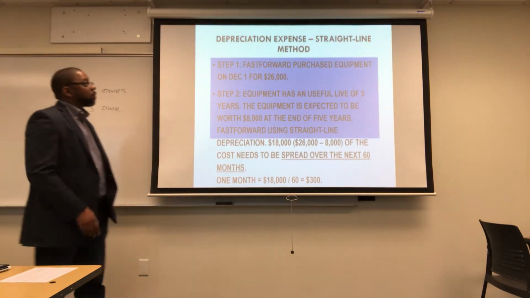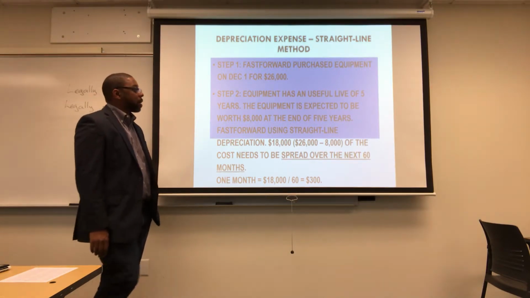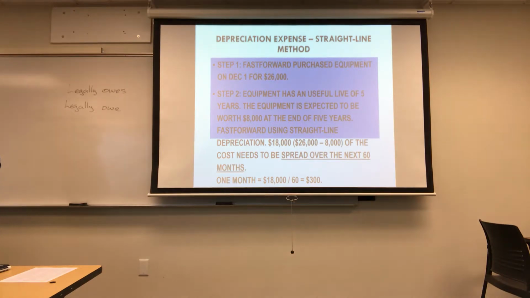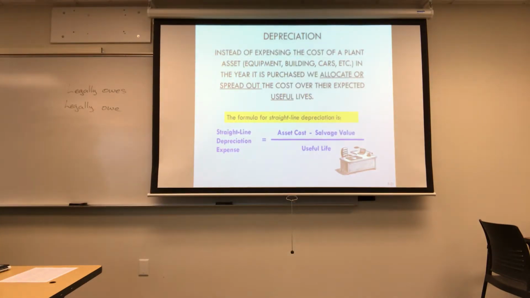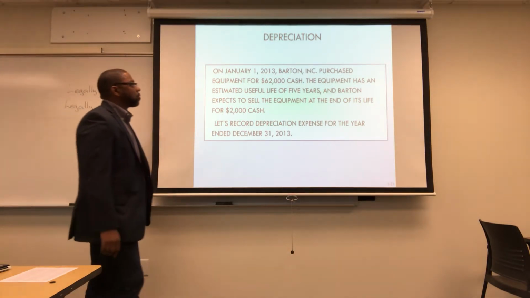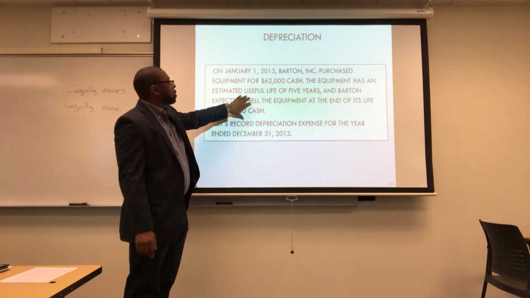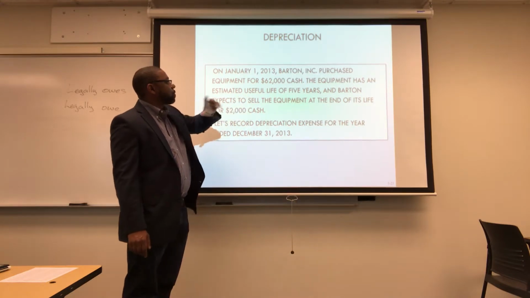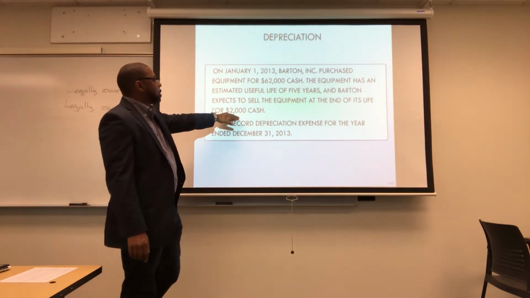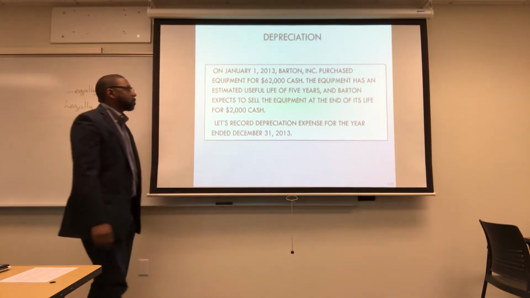So here, fast forward, purchase equipment for $26,000. Well, hold on, let me use this other example. January 1st, Barton Inc. purchased equipment for $62,000 cash. The equipment has an estimated useful life of 5 years. And at the end of the life, they expect to get $2,000 cash for it.